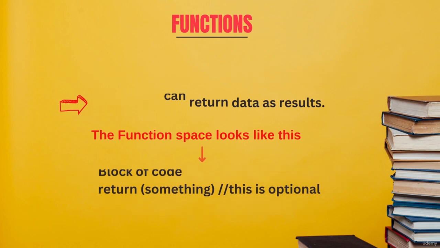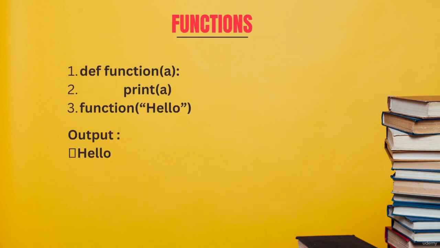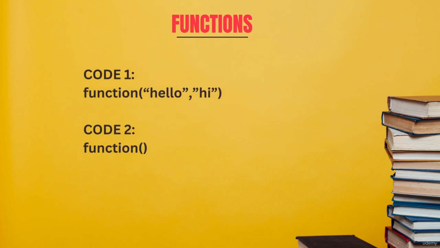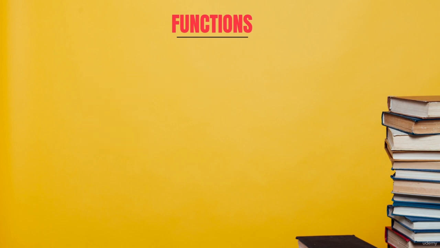Let's look at some code for better understanding. Here, we called the function and it printed a string. We passed hello as a string in the function. This A is a parameter that accepts the hello string. We can't call this function if you pass the wrong number of arguments. For example, these two codes will produce errors.